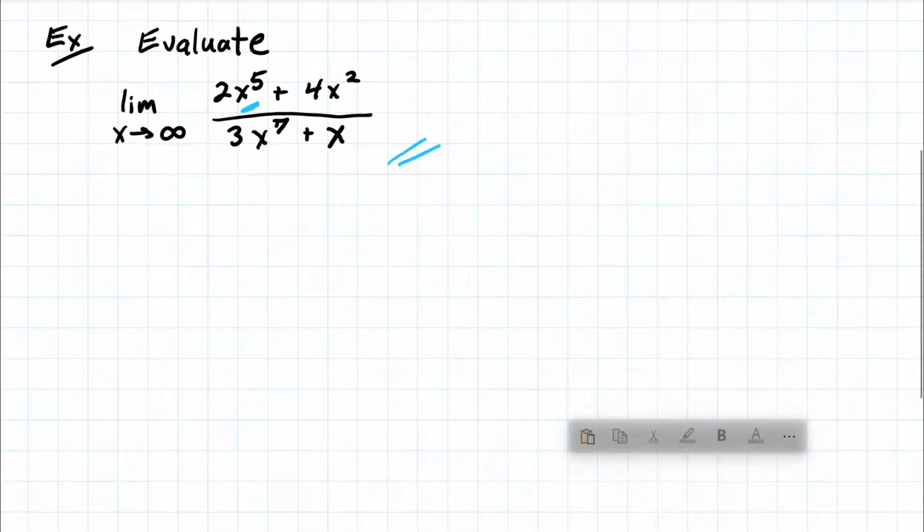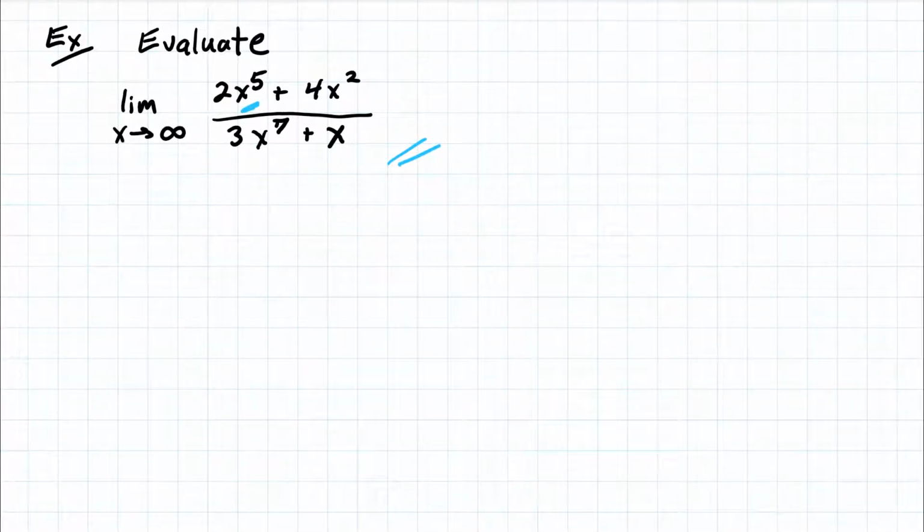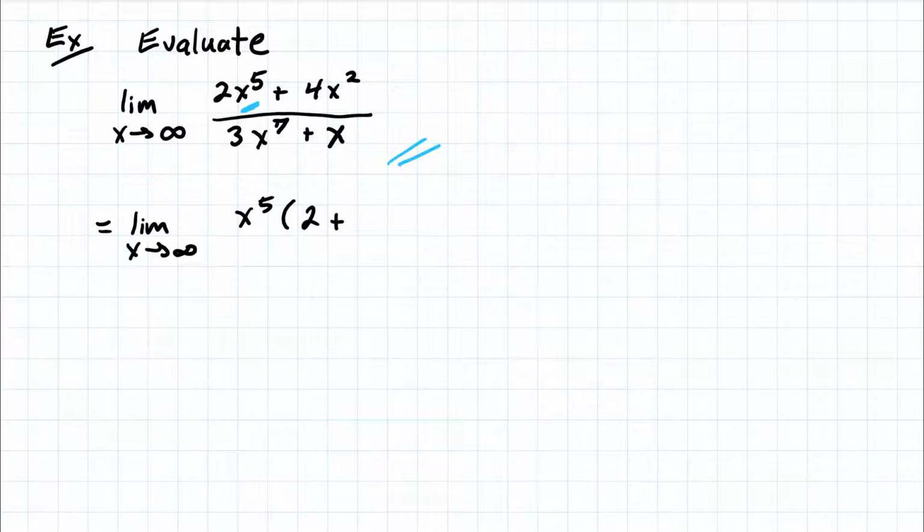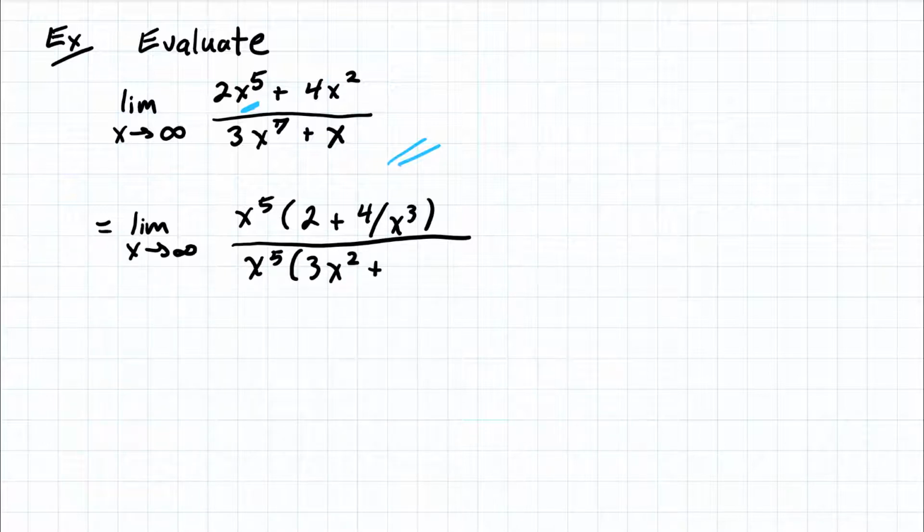So let's get started. It's the limit as x goes to infinity. We're factoring out x to the 5th, so that leaves a 2 plus 4 over x cubed on the top. And the bottom, we factor out x to the 5th, so that leaves a 3x squared plus a 1 over x to the 4th in the bottom.